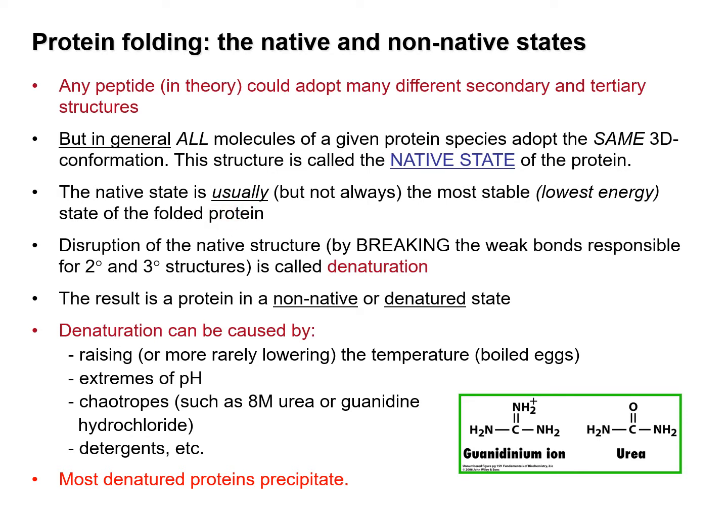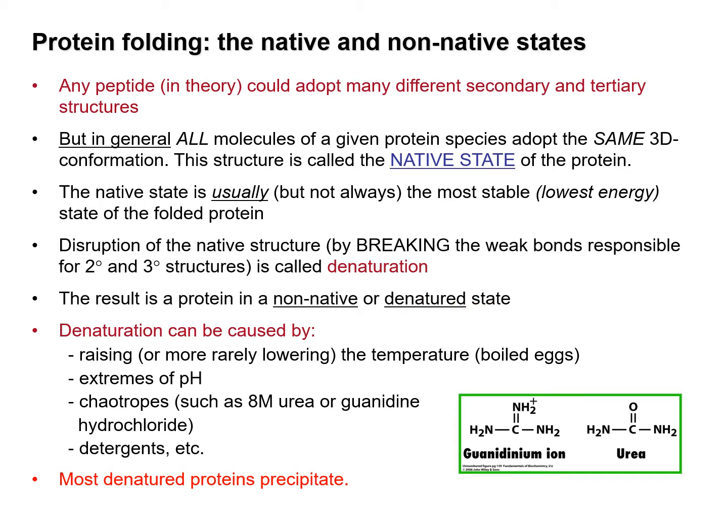And disruption of the native structure is called denaturation of the protein, and that can happen by breaking the weak bonds as well as some strong bonds too, responsible for secondary and tertiary structures. And weak bonds include hydrogen bonding as well as van der Waals forces. And the result is a non-native form, the state in which the protein loses its own function, the denatured state.